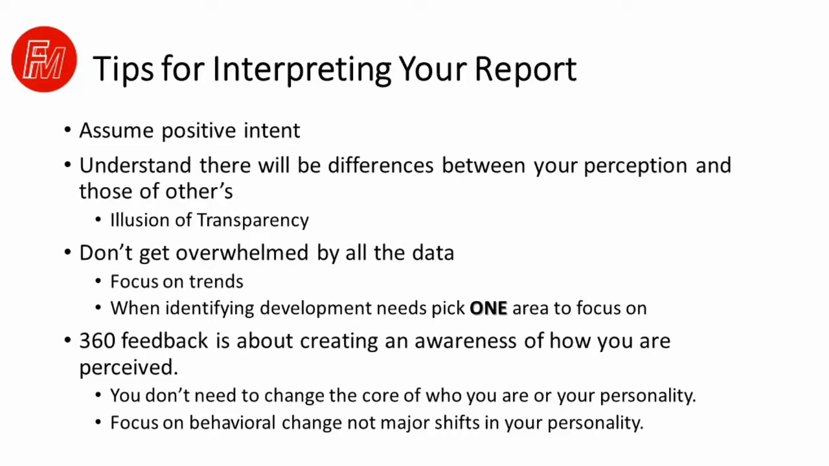And so the illusion of transparency is this concept that a lot of times we think other people see us the same way that we see ourselves. That disconnect is what we call the illusion of transparency. It's very common, but you just need to be aware that it does occur, and there's going to be differences between how you see yourself and how others see you, and it's going to run both ways. It's going to run positive and it's going to run negative.